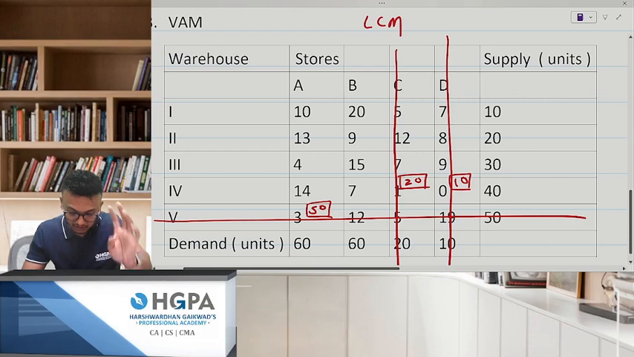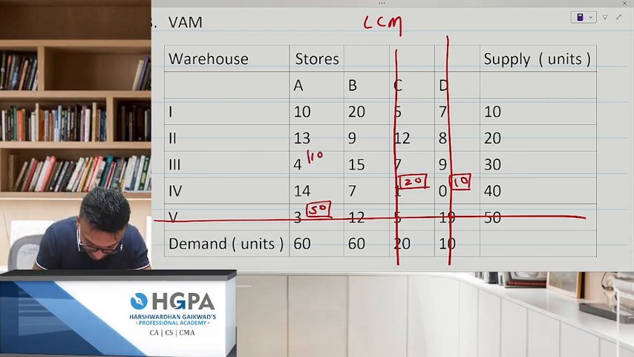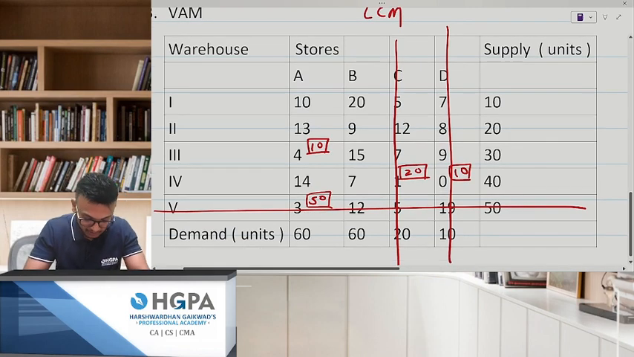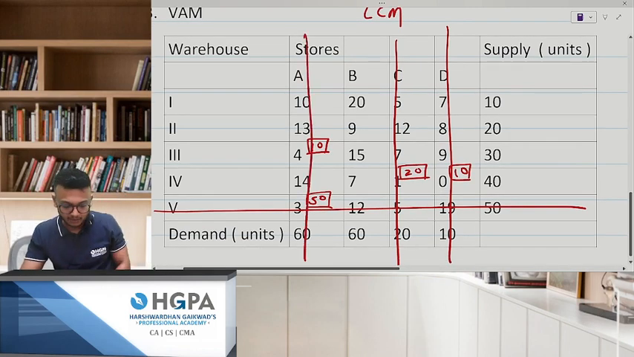How much you allocate? 30 or out of 60, 50 already gone. So only 10 is remaining. Only 10 is remaining. So how much you allocate? 10. Now even this is exhausted. Now what is the number?